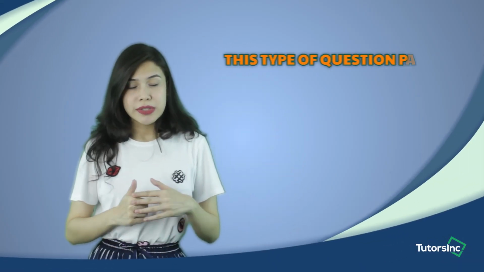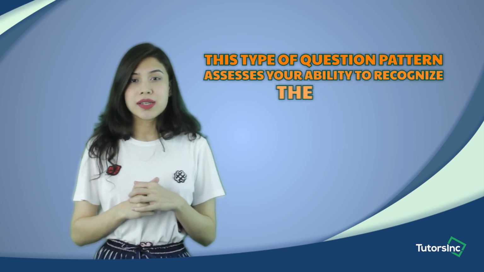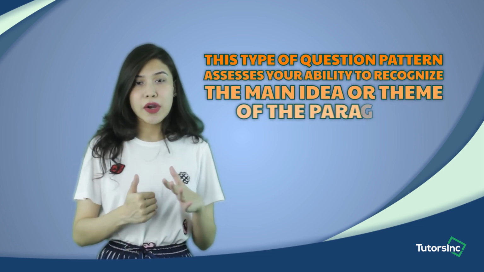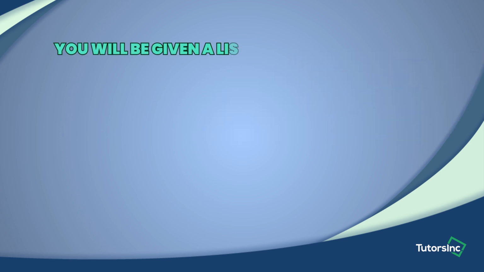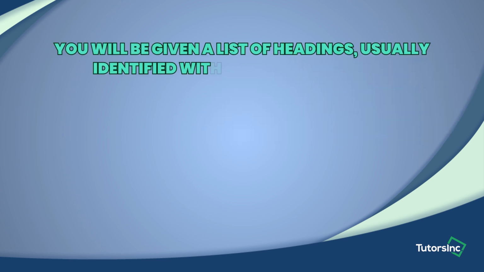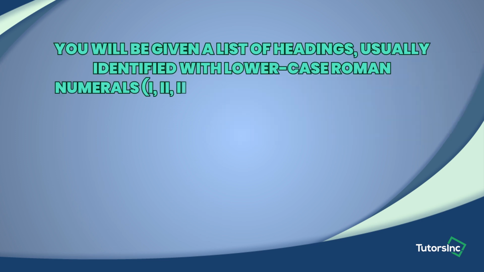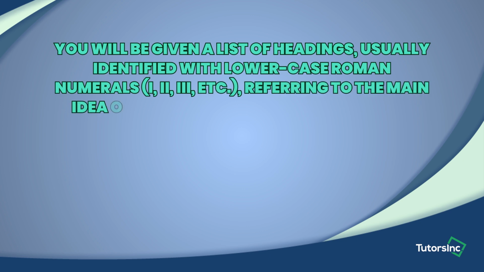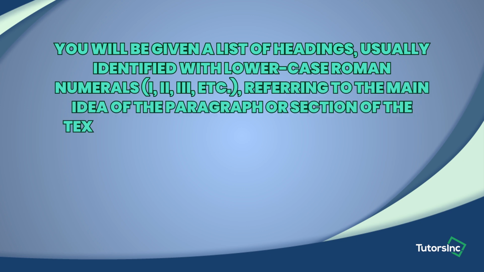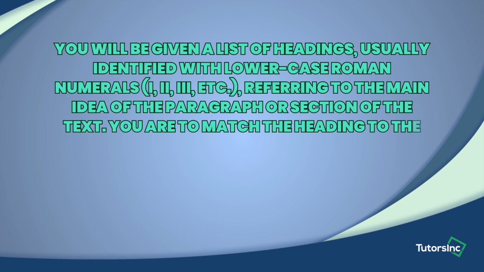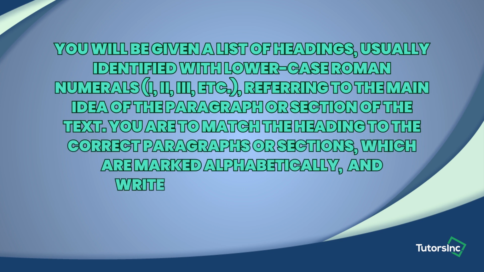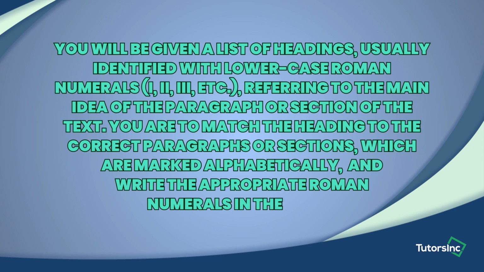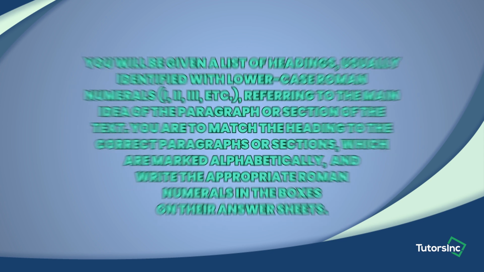This type of question pattern assesses your ability to recognize the main idea or theme of the paragraphs or sections in the text. You will be given a list of headings, usually identified with lowercase Roman numerals, referring to the main idea of the paragraph or section of the text. You are to match the heading to the correct paragraphs or sections, which are marked alphabetically, and write the appropriate Roman numerals in the boxes on their answer sheets.